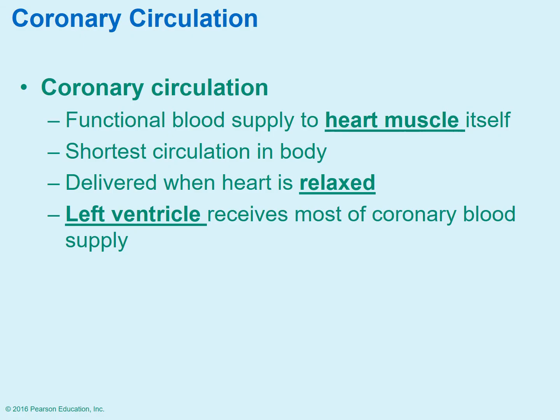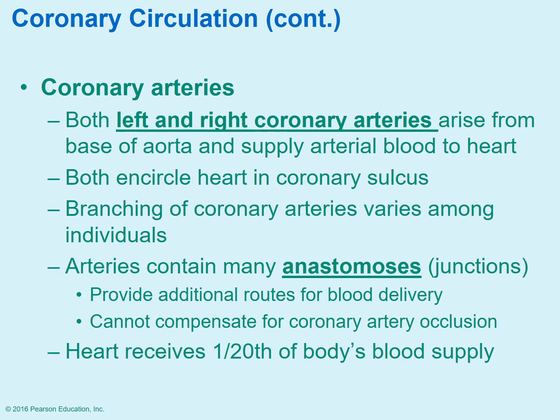Coronary circulation is what is supplying the heart muscle itself with the blood that's needed. Obviously, it's a very short circulation pattern because it's just right there at the heart. It's delivered when the heart is relaxed, and the left ventricle is receiving most of that blood supply. The left and right coronary arteries arise from the base of the aorta, and they're going to supply the blood to the heart. They encircle the heart, sitting in the coronary sulcus.